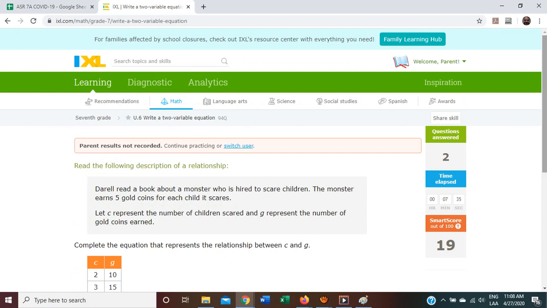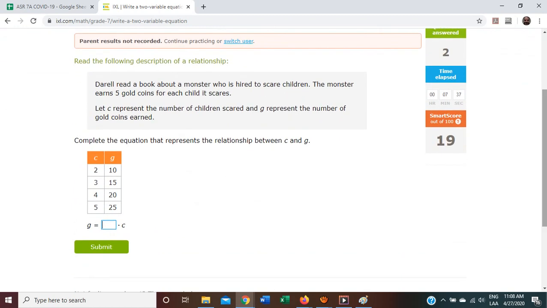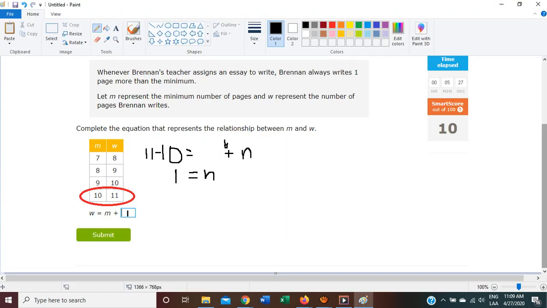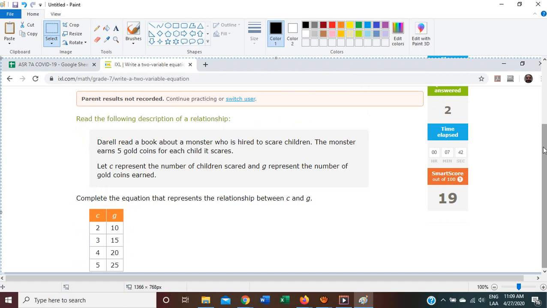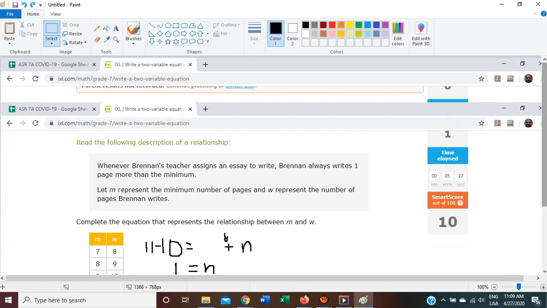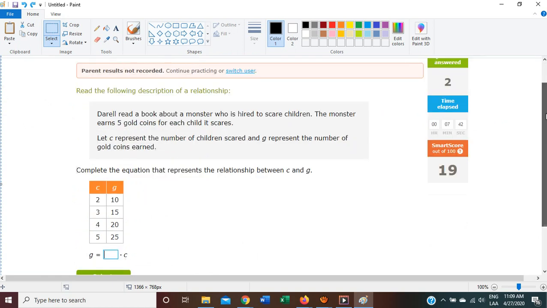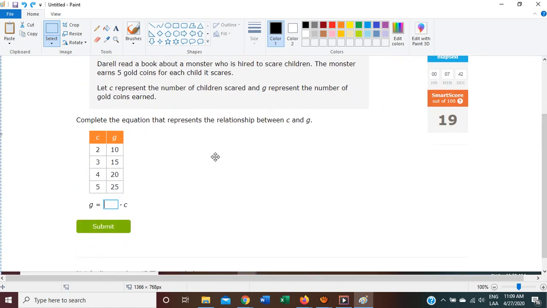Let's do the last one, and then you can do the rest. All right, let's choose the second row. This one.